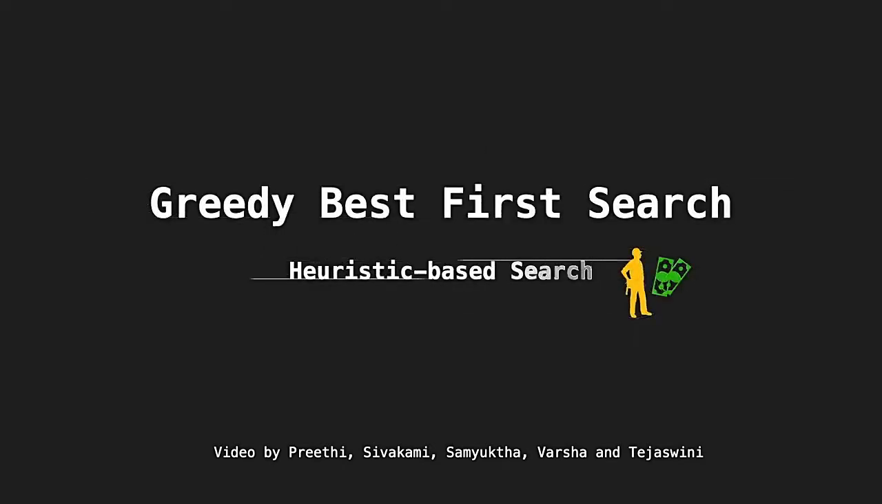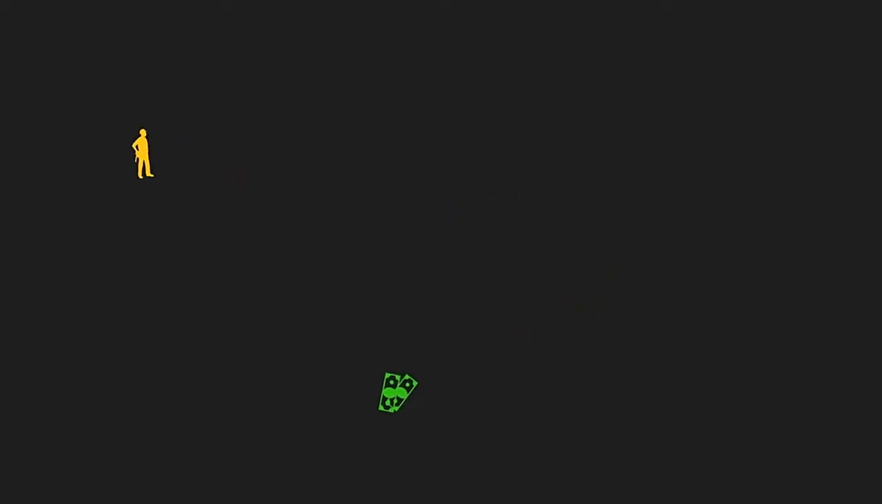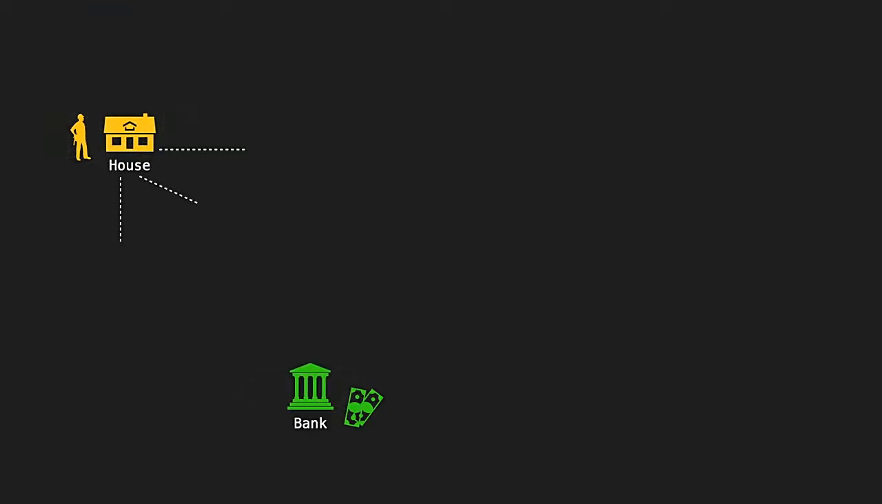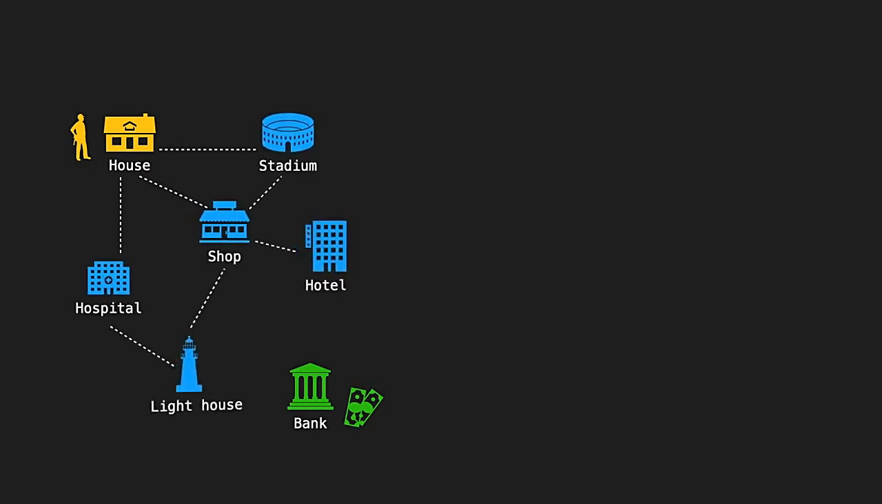Hello and welcome. In this video, we are going to learn about greedy best first search, which is a heuristic based search. Let's assume that you are in need of money and you have to go to the bank to withdraw some cash. But you're not familiar with the location. Also, you do not have any help to find the bank. What would you do? You keep wandering around the streets, going from one location to another trying to find the bank, and you're exhausted when you finally reach the bank.